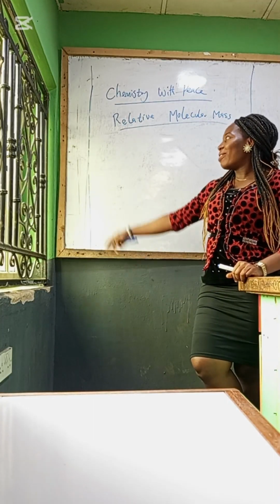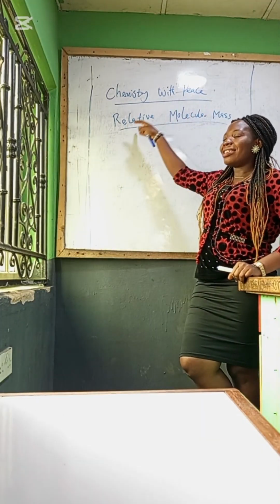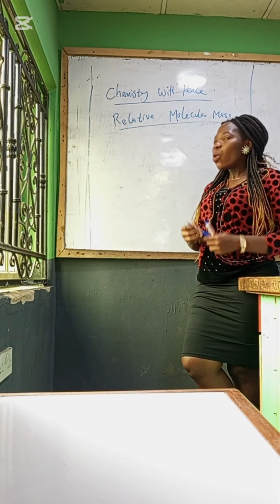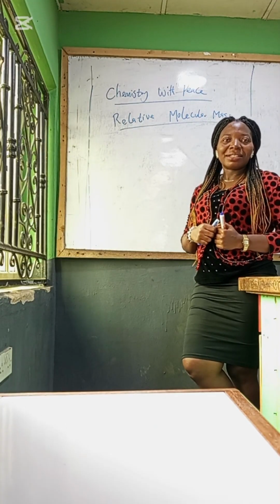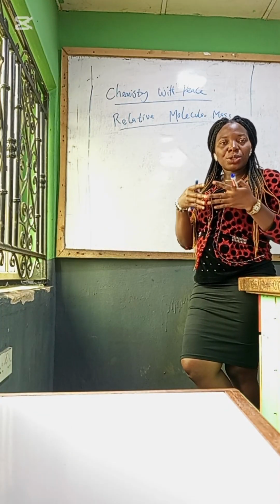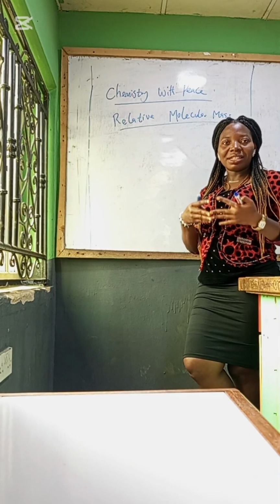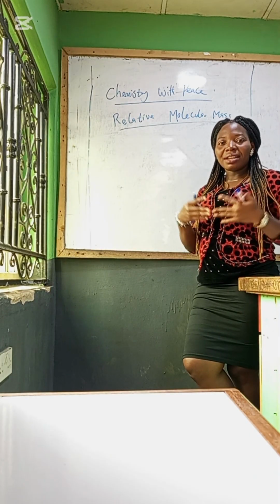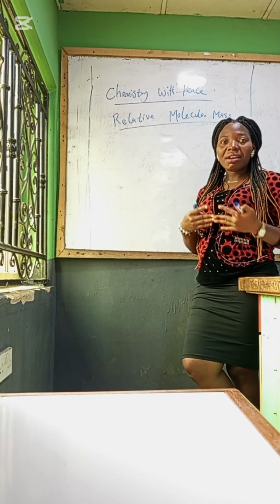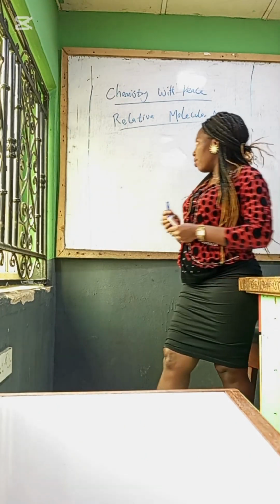So we are going to talk about relative molecular mass. What is relative molecular mass? Relative molecular mass is the sum of the atomic mass of all the atoms present in a compound.